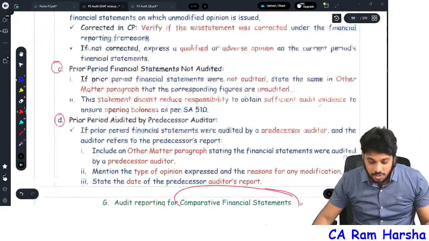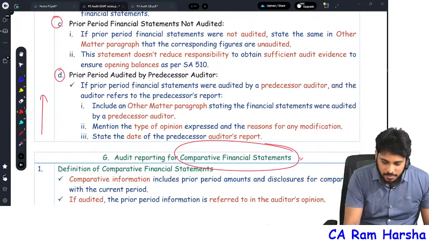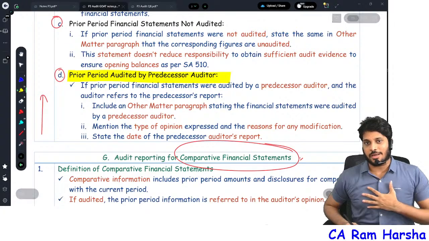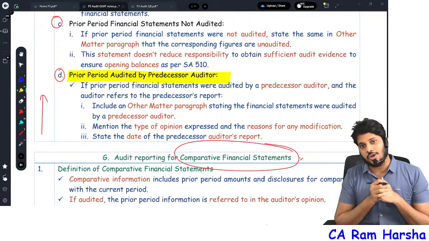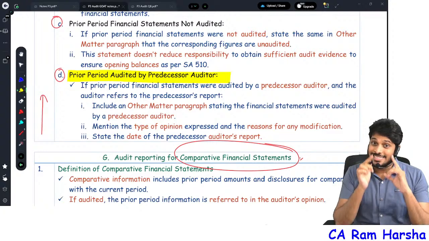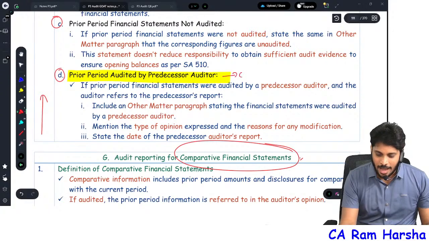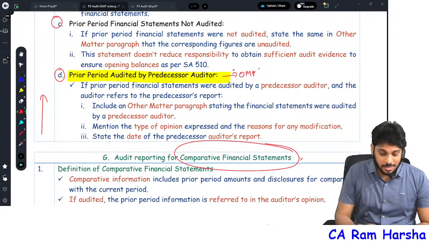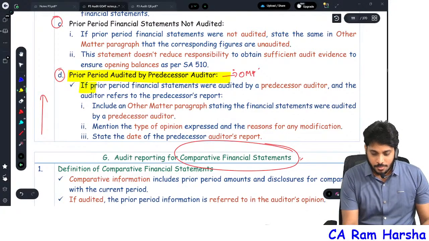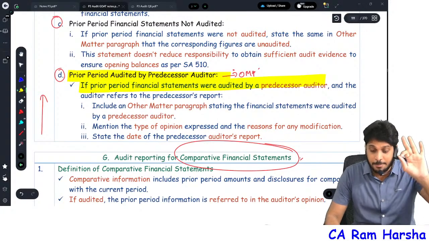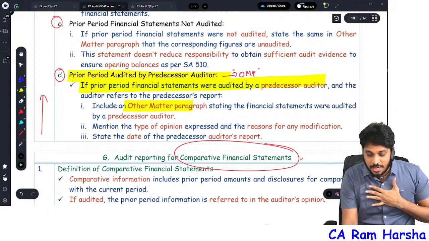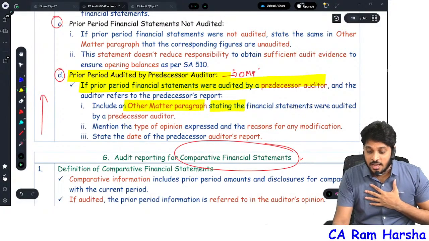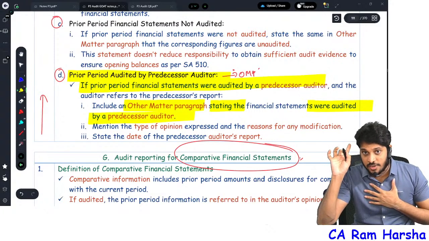When? First point, I will come from the bottom. 1. Prior period financials were not audited by me. Previously another auditor was there, and he audited. So there is a disclosure requirement. What is it? Under the other matter paragraph. If prior period financials were audited by a predecessor auditor, then in the other matter paragraph of the current year audit report, state that the financials were audited by the predecessor auditor for last year.